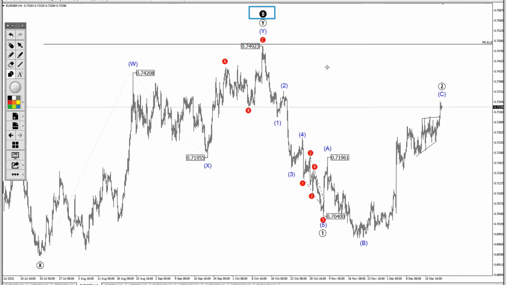So there is also a minor wave B, a peak made previously on 117 high. So perhaps there's a correlation between these two pairs and we are still forming the larger correction, and then we might expect more upside, even a break above the 0.7492.